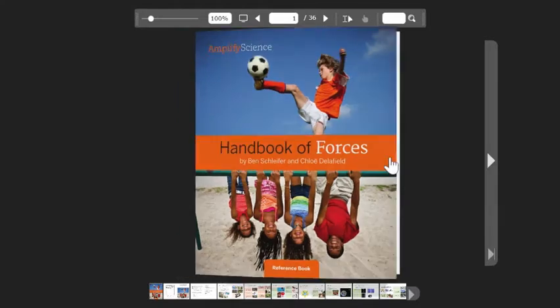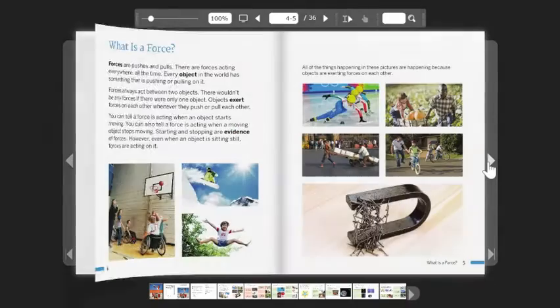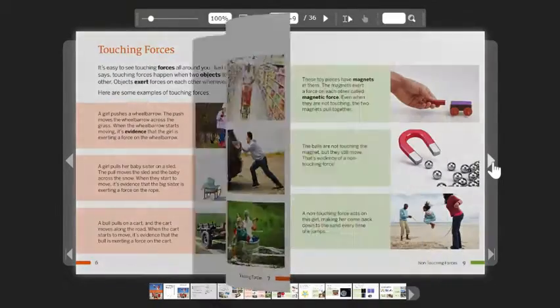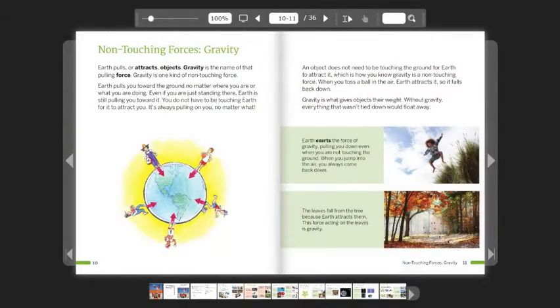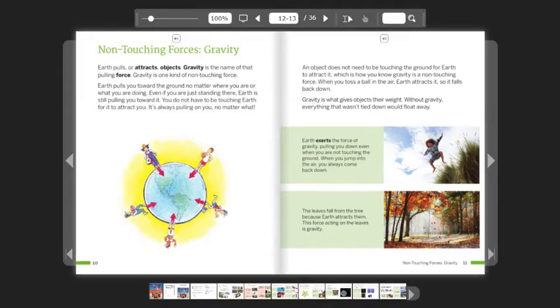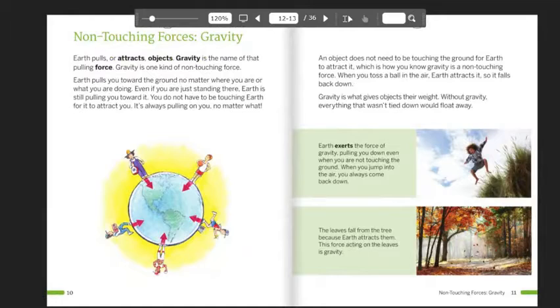Remember that I found out that the gravity section is on page 10. So I am going to go to that page, looking down in the bottom corner here to see my page numbers. 7, 9, 10. Here we go. Non-touching forces, gravity. Let me zoom in a little bit. Okay, there we go. Non-touching forces, gravity. Okay, third graders, I'm going to read this out loud, but I want you to be following along with your eyes as I read.